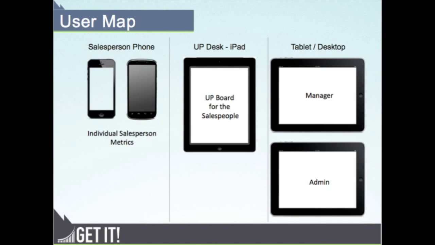Here's a breakdown of the user map. You have the individual salesperson metrics, which is the salesperson KPI section. That's designed to be accessed from the salesperson's personal phone or other device, where they can track their 10 different metrics and set up alerts on rotation or KPIs. The next section is the up desk, which is the up board. That's the iPads that are installed in your stores for the automatic salesperson rotation tracking. And lastly, we have the tablet desktop portion, which is the manager and admin section, which is what we'll be going over in the training today.